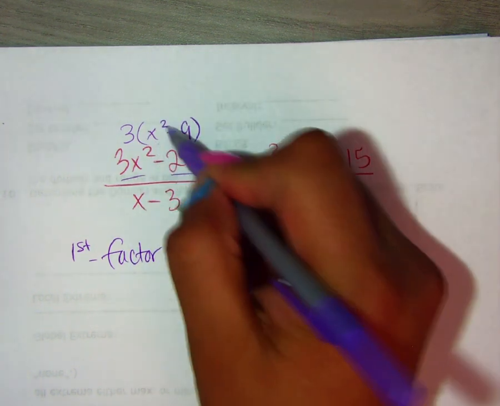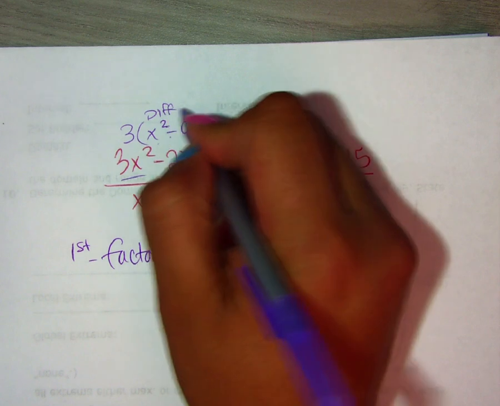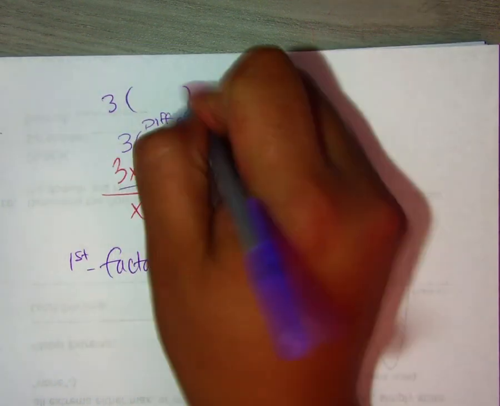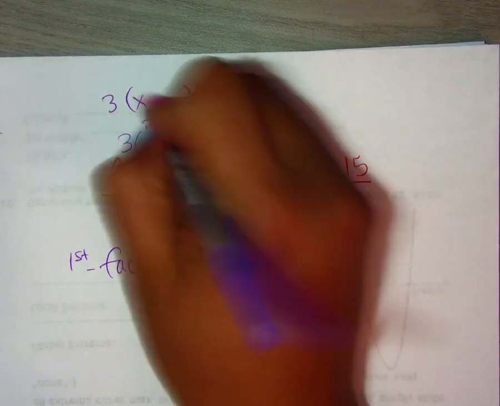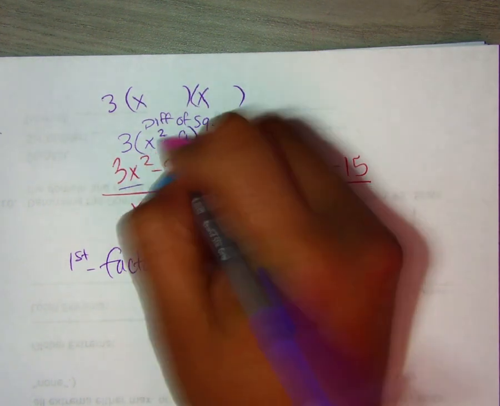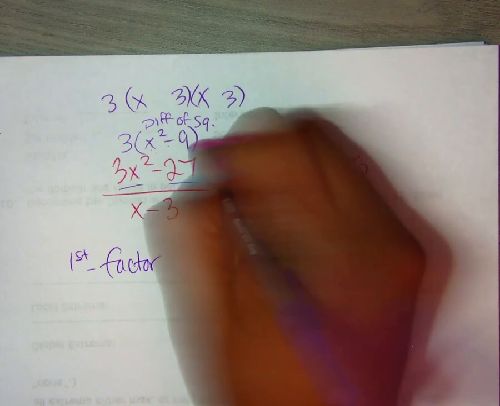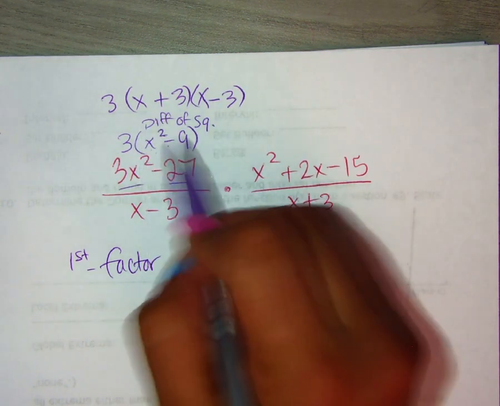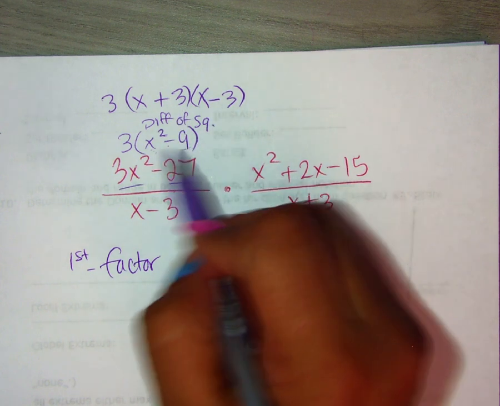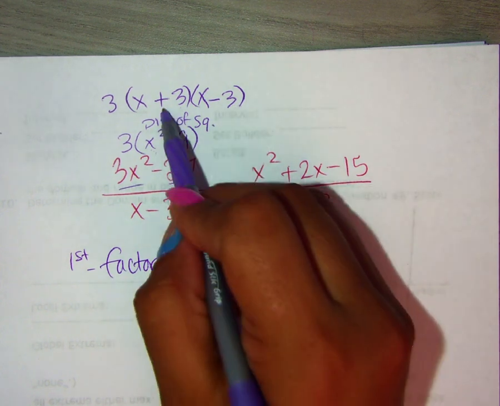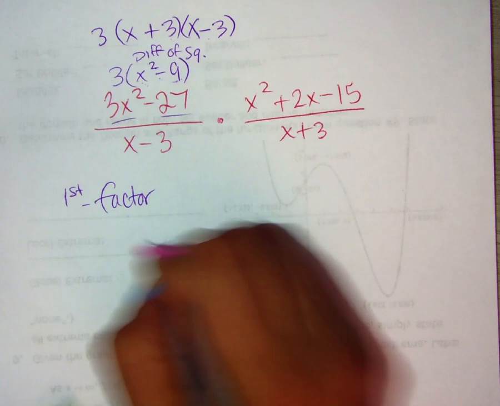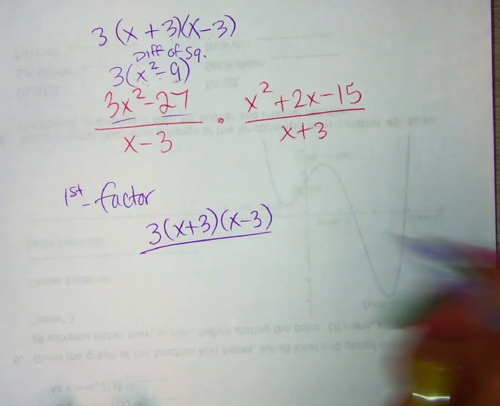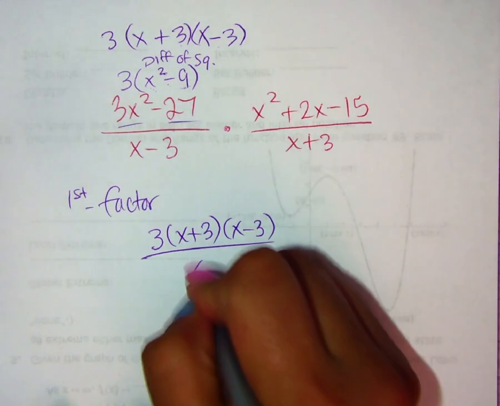This x squared minus 9 is a difference of squares, which means we need to factor it even more into two binomials. x times x is x squared, and 3 times 3 is 9. So we end up with a positive 3 and minus 3. This is the shortcut of factoring difference of squares: find the square root of each one, put it there, and then plus or minus. That ends up being your new numerator. And your denominator, x minus 3, is just x minus 3.